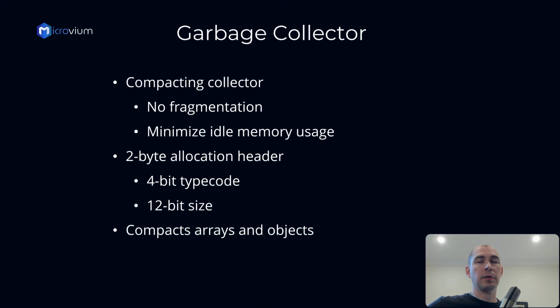Another interesting thing about the garbage collector is that it actually compacts arrays and objects. Arrays in Microvium grow their underlying capacity geometrically, and a garbage collection cycle truncates the unused capacity. Normal objects in Microvium actually grow as a linked list for the reason of fast insertion time, and then a garbage collection cycle will compact it into a contiguous block to only use 4 bytes per property.